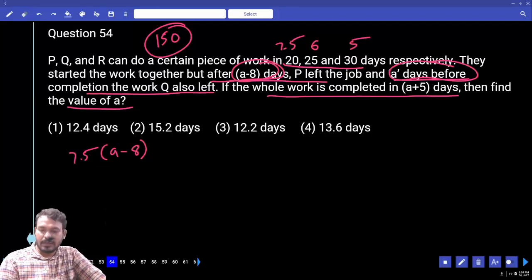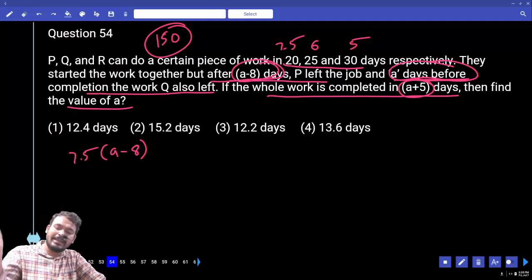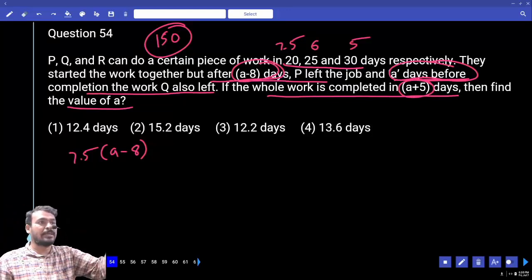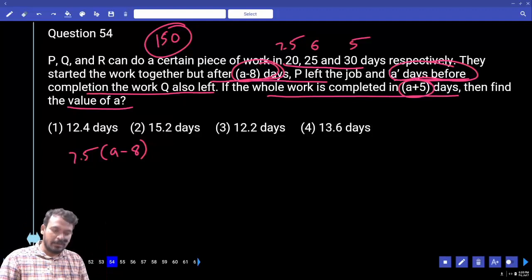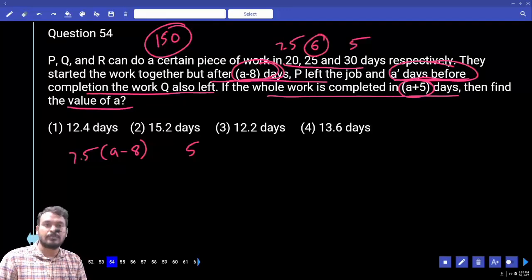P worker. Next, Q, how many days are left before? A days before. But actual time is A plus 5. Compared to that one, A days are less working or more working? Less working. Means A plus 5 minus A. A plus 5 minus A. A cancels. What is the remaining? 5. Means 5 days' work of which one? Q, or not? What is the Q efficiency? 6 parts. Then we write 5 into 6.